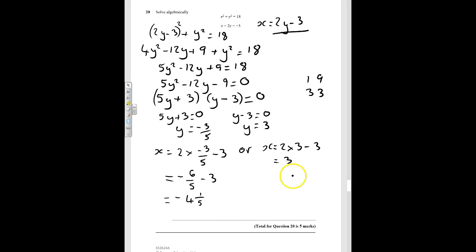So one of our points is going to be 3, 3, and the other point from over there is minus 4/5, and the y value was minus 3/5. Okay, there are two answers, x and y for both.